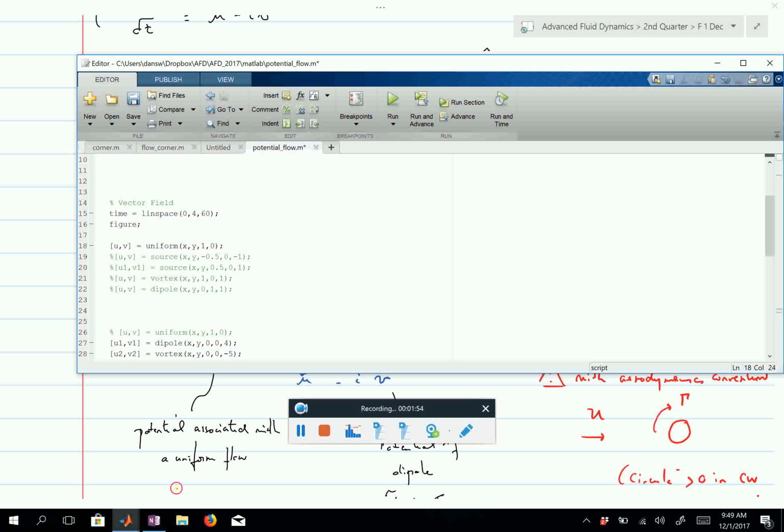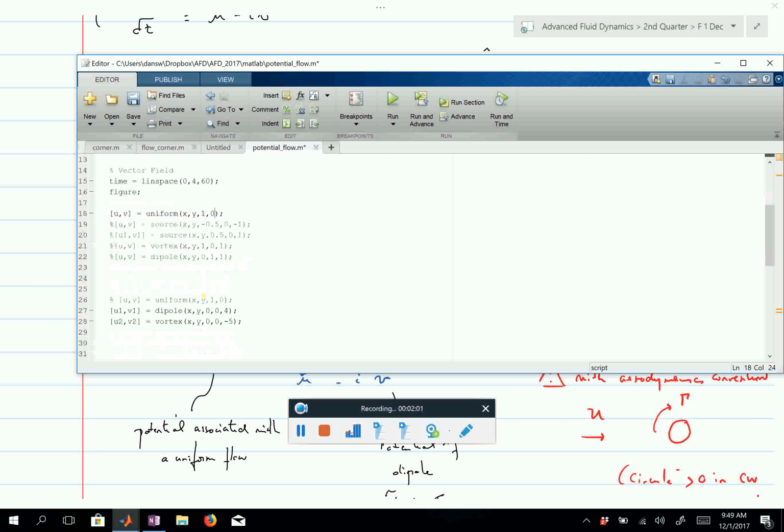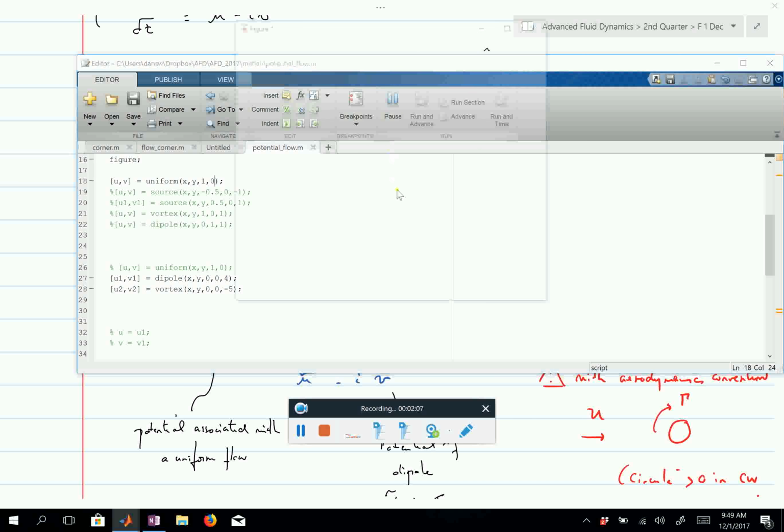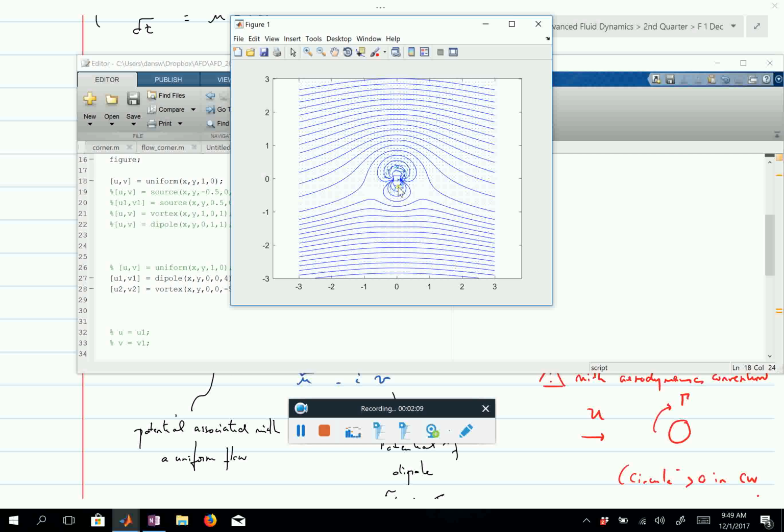Okay, so look at this. Here I have a uniform flow. It's only in the x direction, and I have a dipole which is also in the x direction. When you compute the flow, it's hard to see because you don't directly see the streamlines, but you get an idea that these are the streamlines for the flow around the cylinder.